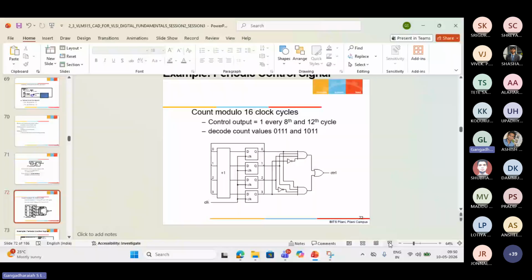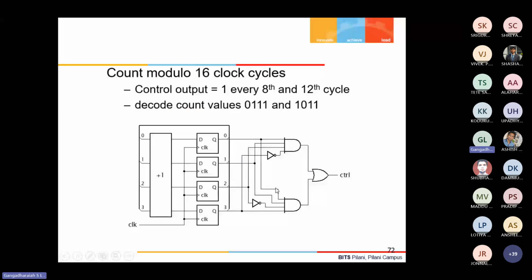Now let's say the task is like this. Let's say I am giving a clock. Please understand the definition of this system.